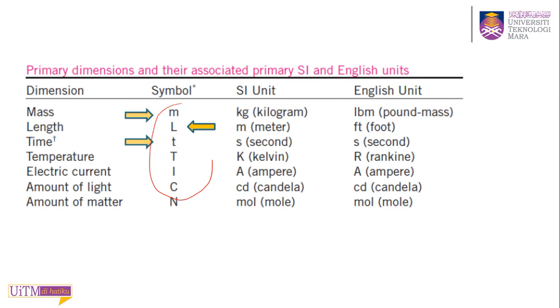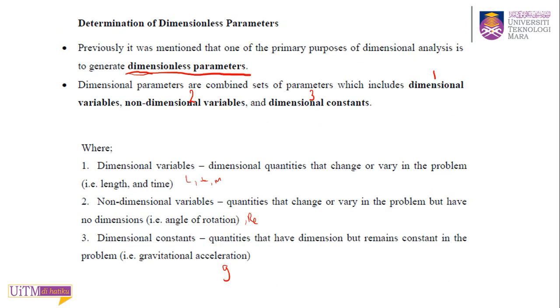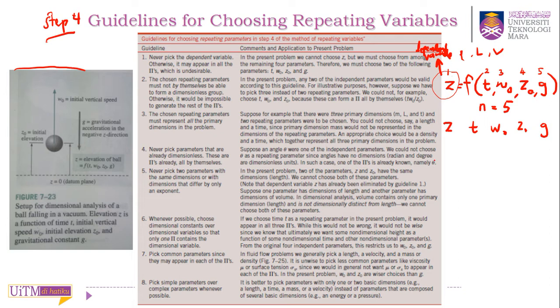Anyone want to try? Length. Yeah, length, right? Yes. Okay, so the primary dimension is L. The length in meter, height in meter. So the primary dimension for Z is L. And you need to do this for all of the parameters.